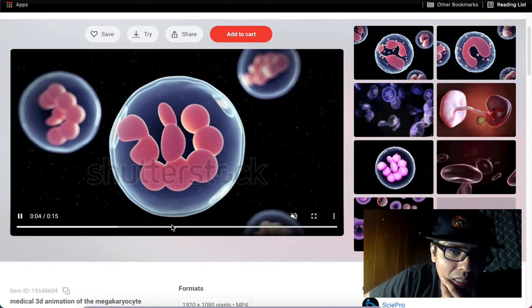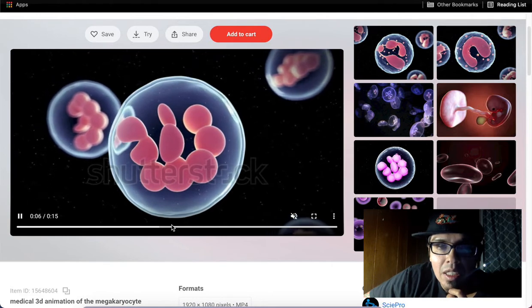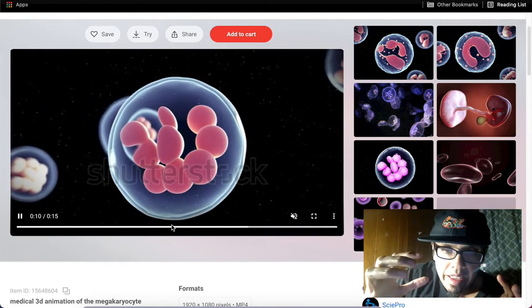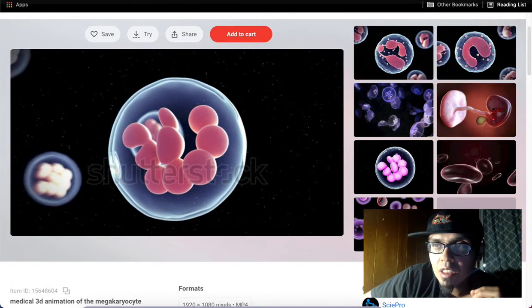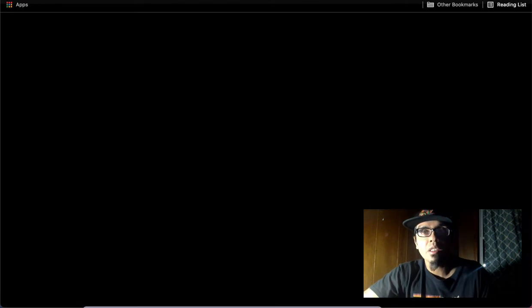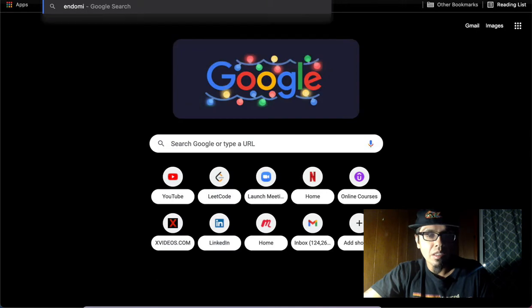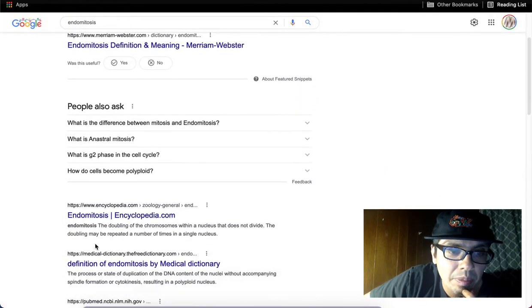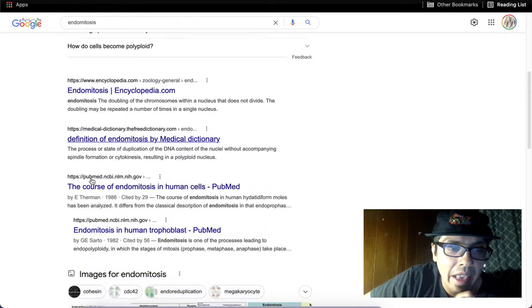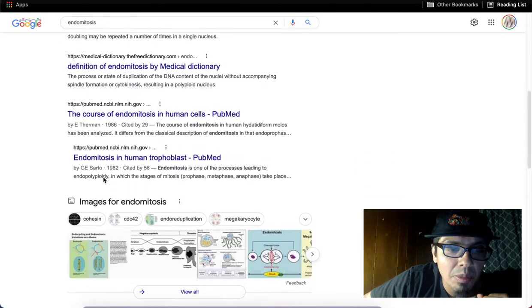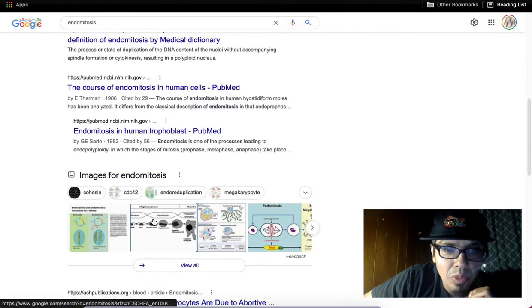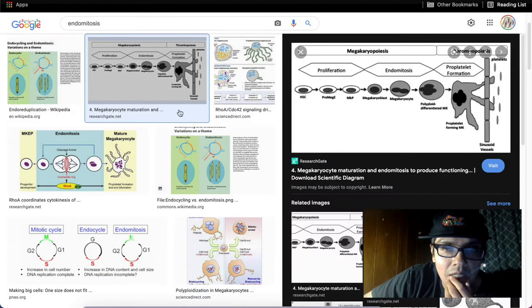Well, first of all, how does it get so big? So megakaryocytes increase to larger sizes through a process called endomitosis. So endomitosis is kind of like mitosis, but the key part is endo, which means that within the actual cell itself is where mitosis occurs. And here's a good image of it, right?